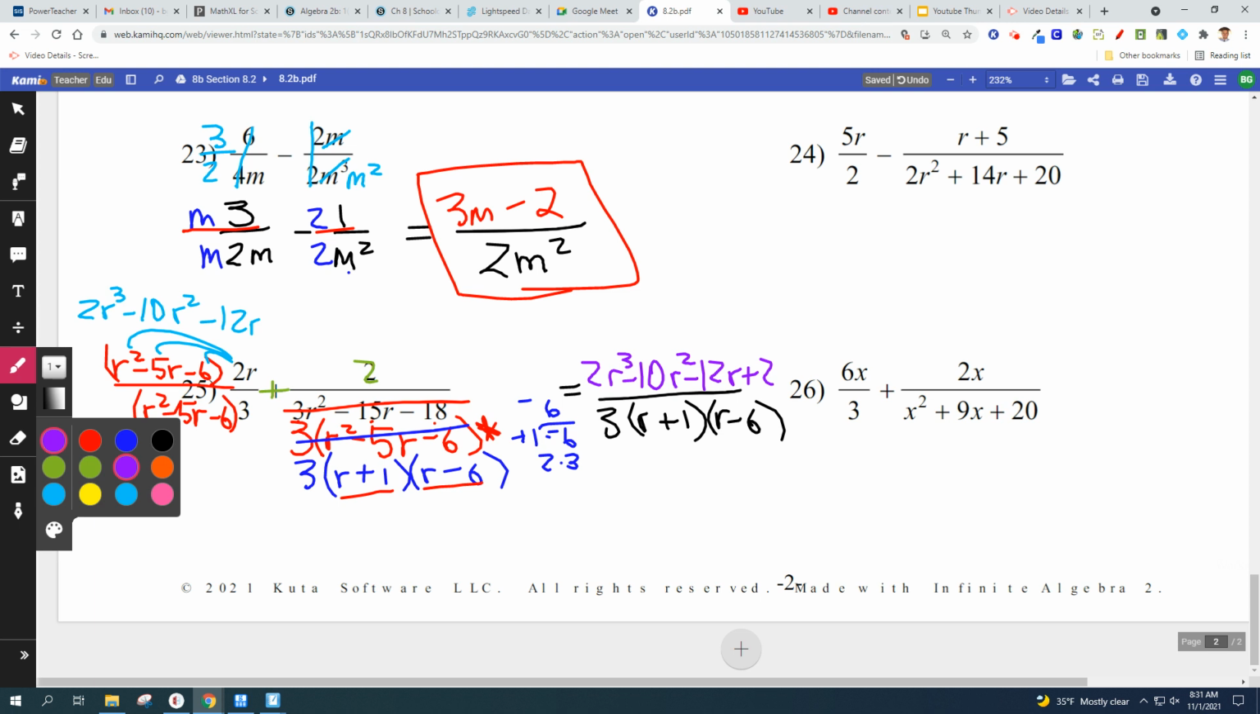I see a GCF, but I don't know that that's going to help. There is something called factor by grouping, but I don't know that I want to get into that. Let's just call it right here.